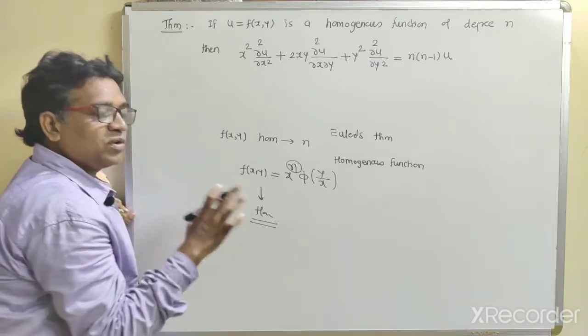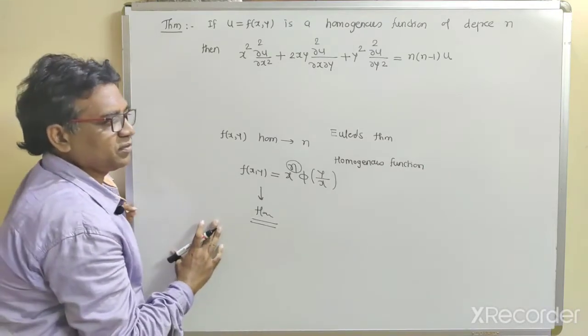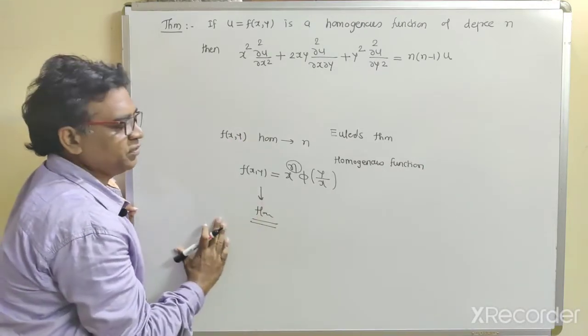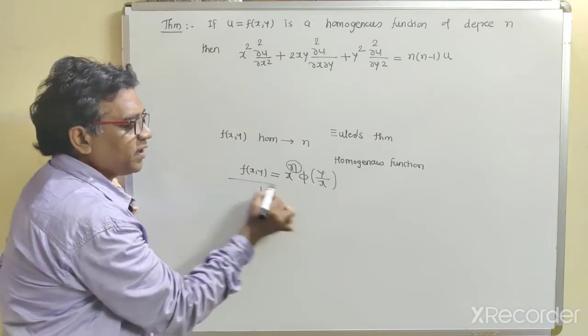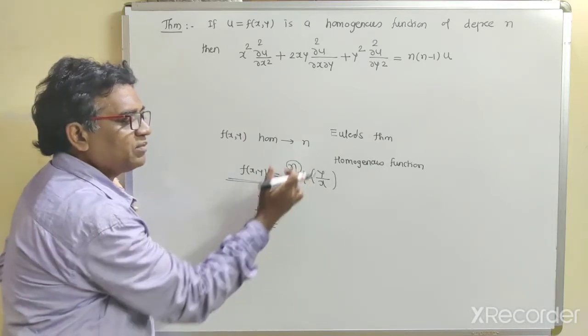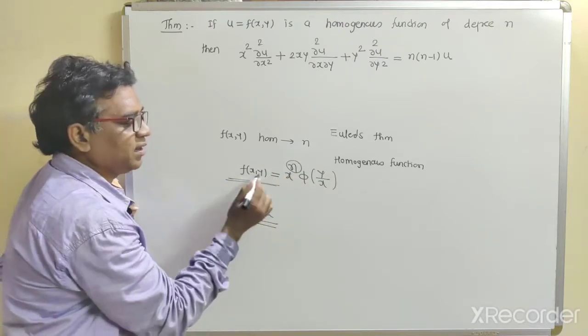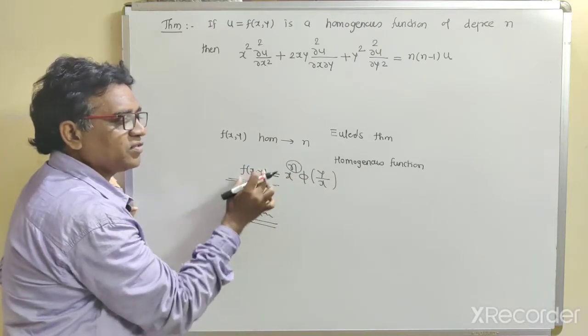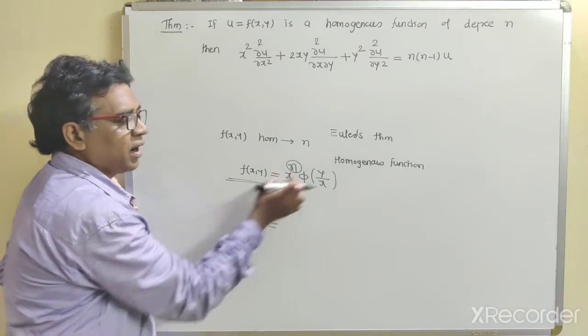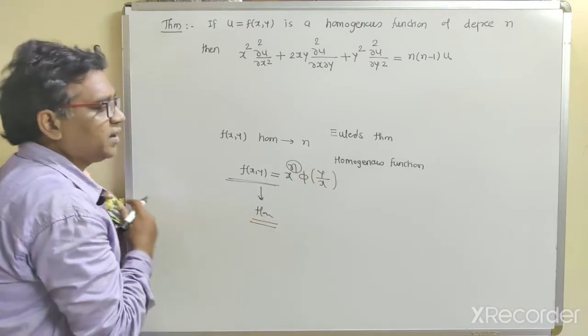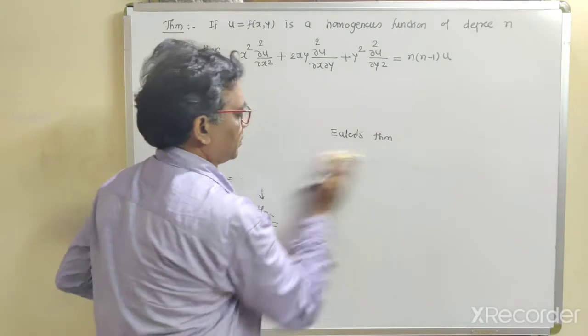So first of all, note the definition of homogeneous function. What is meant by homogeneous function? If we express f(x,y) in the language of x raised to n into function of y by x, then this f(x,y) is called the homogeneous function, and this n is called the degree of that homogeneous function.